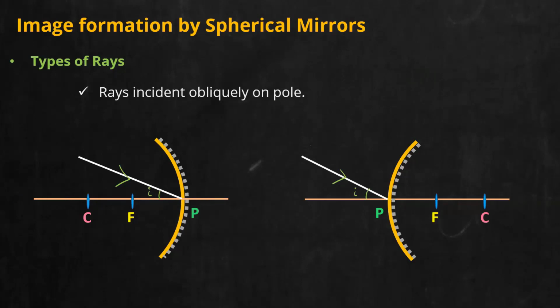Now, we know the laws of reflection: angle of incidence is equal to angle of reflection. If I apply that here, you will get the reflected ray passing like this. So, the reflected ray will pass like this. And you can mark the angle of reflection also. Completed. So what will happen to an incident oblique ray? It will reflect obliquely.